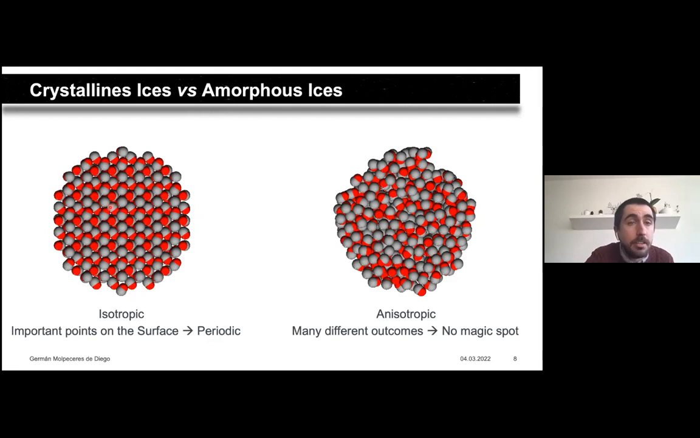For example, if a particle lands in this particular position, it is the same as if it lands in this particular one or in this one. So we have periodicity that allows us to cheaply study the different processes that can happen on this surface. However, most of the ices are found in an amorphous form. And in an amorphous form, there are really no magic spots for studying the physics and the chemistry. Here, the chemistry and the physics that can happen in this cavity is totally different than in this protuberance, for example. And therefore, it is very complicated to study the system efficiently. And I will go on how we do that in a minute.